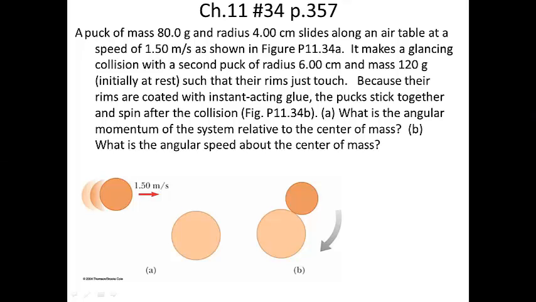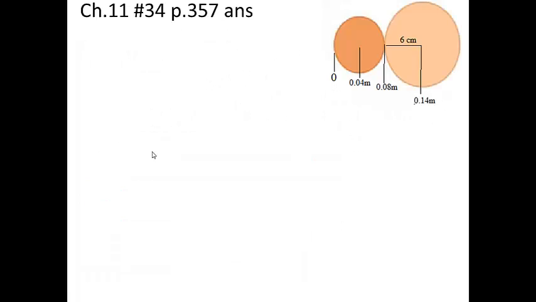So, first we have to recognize that this is a conservation of angular momentum problem. So, the momentum in the before scenario is going to equal the momentum in the after scenario. So, Part A is actually pretty easy to answer. We just have to find what the angular momentum of puck 1 is relative to the center of mass. So the axis of rotation is through the center of mass. Step number 1 is to find what the center of mass is.